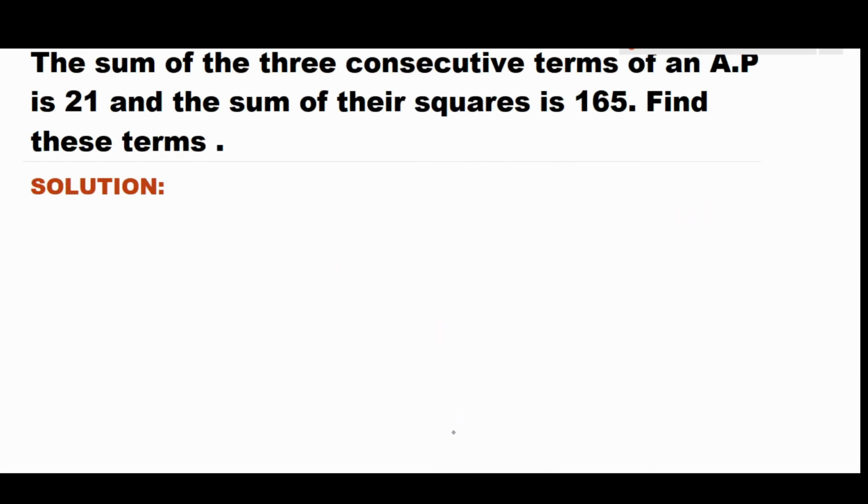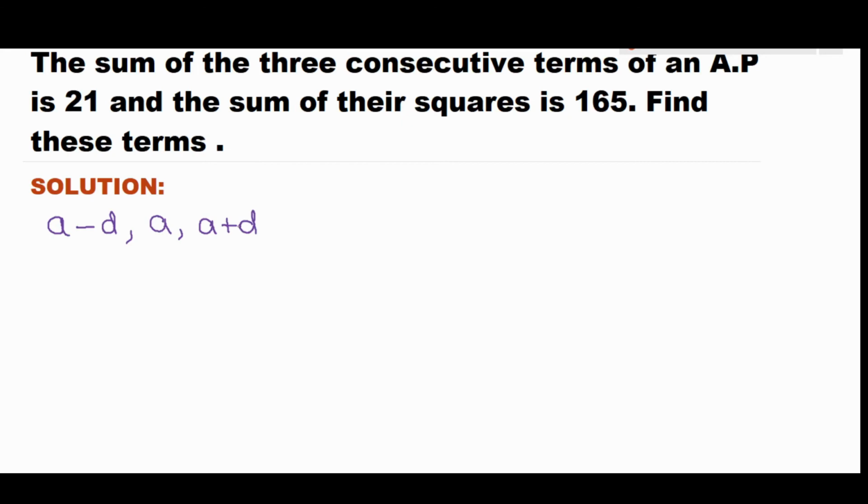The next problem is: the sum of 3 consecutive terms of an AP is 21 and the sum of their squares is 165. Find these terms. So, whenever we come across the words consecutive terms of an AP, that too 3 consecutive terms, always you should take the 3 consecutive terms as A minus D, A and A plus D. Okay, remember this, children. Whenever you come across the words 3 consecutive terms, the 3 consecutive terms of an AP will be A minus D, A and A plus D.